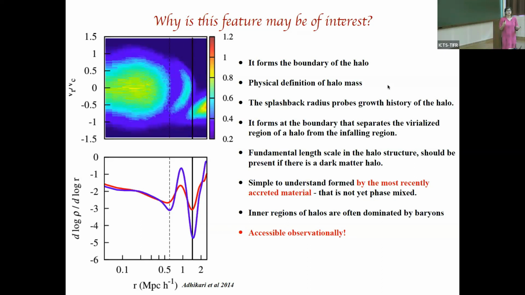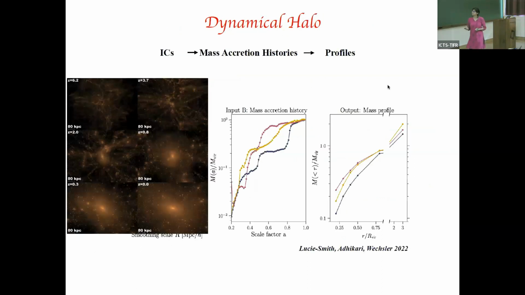And it's made up of the most recently accreted material, which has not necessarily been phase mixed with the rest of the object. So the physics of it is quite simple to understand, and we can use it to probe other things. And one of the things that has been most exciting to me is that it is accessible observationally, and we can go out and actually measure it.